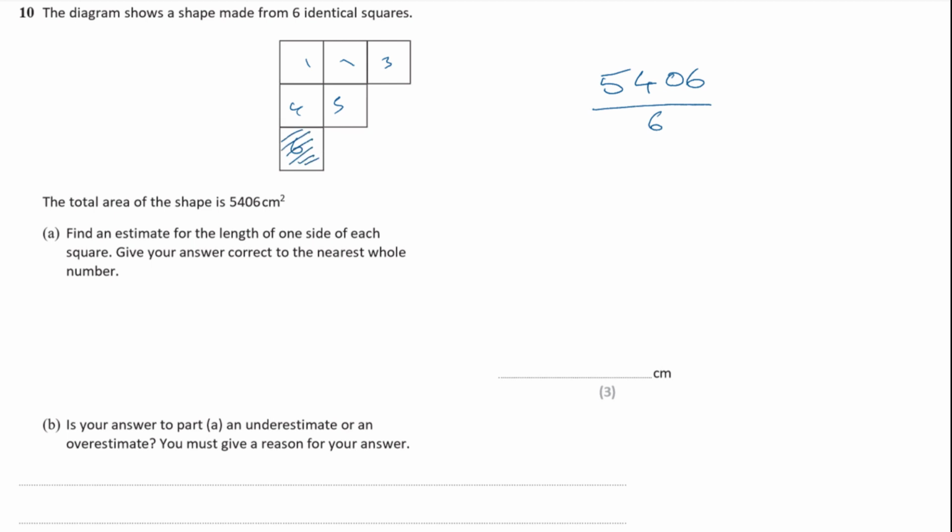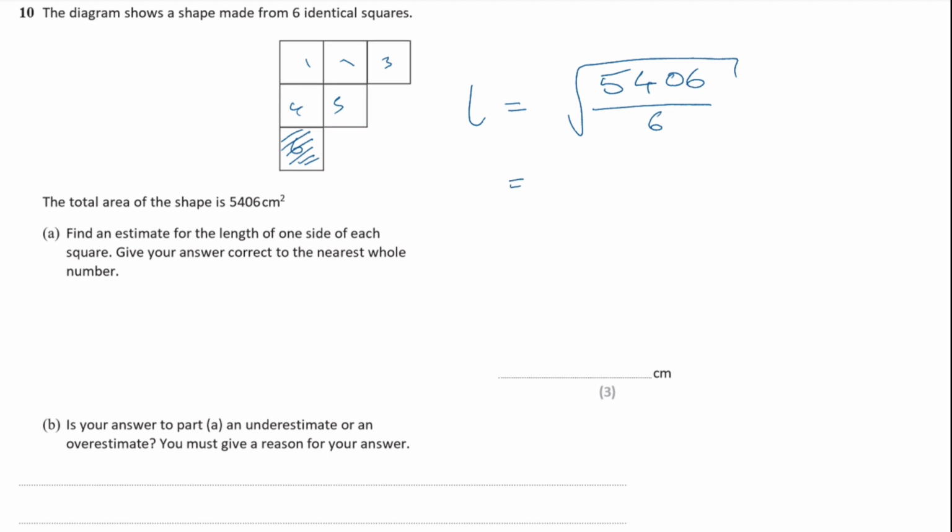Now, if I want the length of one of these squares, I'm then going to have to square root that value, aren't I? So if that square had an area of 4, I'd have to square root it, and then I'd find that the length was 2 and 2. So the length of one of the squares is going to be 5,406 divided by 6, all square rooted. Okay, now that's a fairly hideous thing to be doing without a calculator.